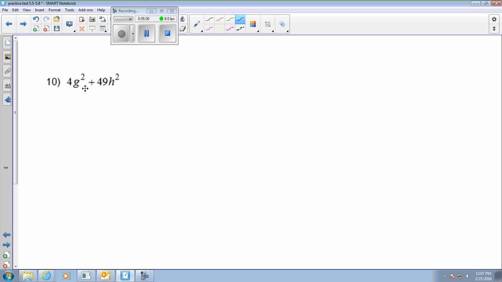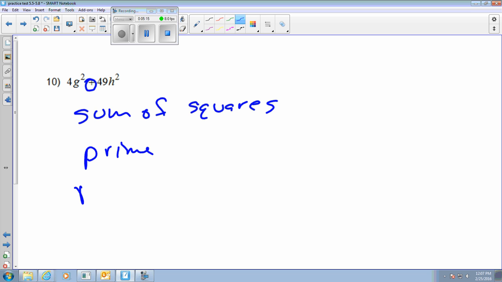Number 10. We have a squared thing and another squared thing, but this one has a plus. Do we have a sum of squares pattern? And the answer is no. We don't know how to factor that. So we're going to say it's either prime or not factorable.